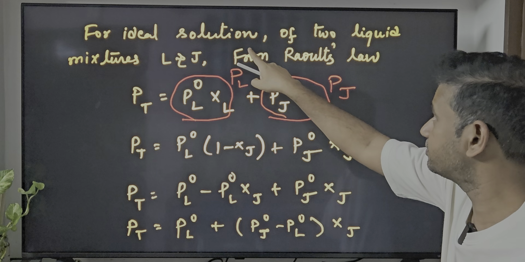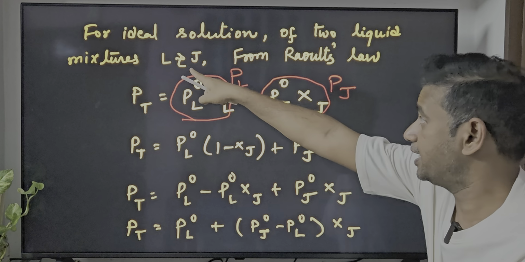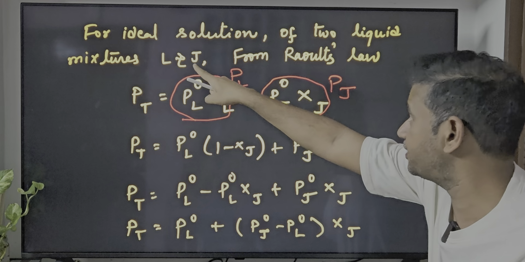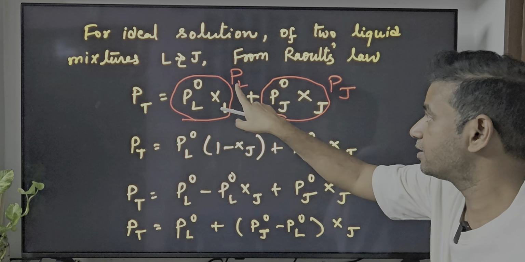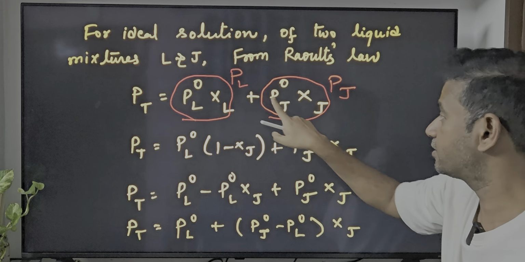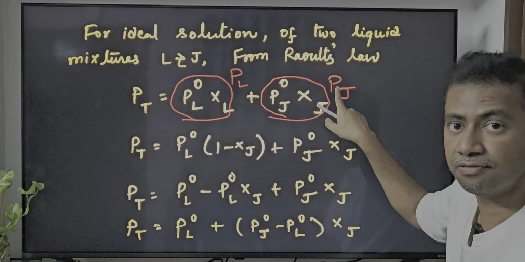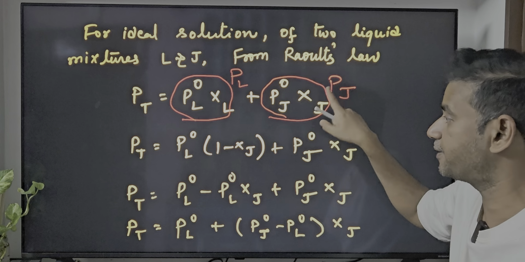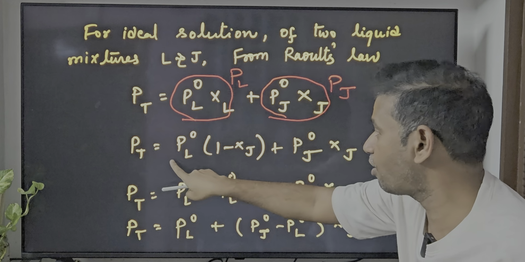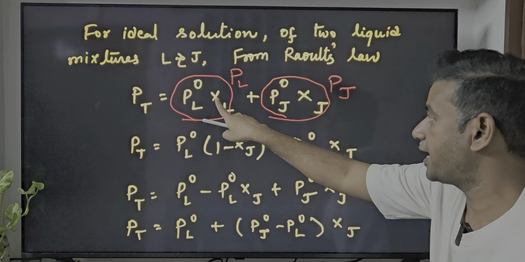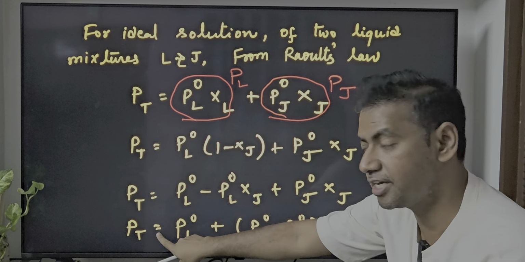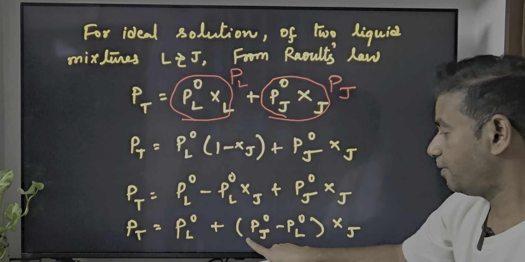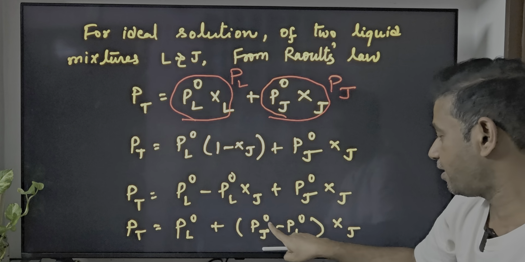Now, for an ideal solution, which follows Raoult's law, in this case for a mixture of two liquids L and J, we can write total vapor pressure is PL0 XL, that is the partial vapor pressure of liquid L, plus PJ0 XJ, which is the partial vapor pressure of liquid J. And P total now becomes equal to PL0 times XL, which can be written as 1 minus XJ, plus PJ0 XJ. After rearranging, total pressure is equal to PL0 plus (PJ0 minus PL0) times XJ.